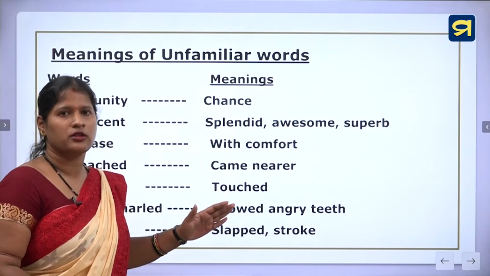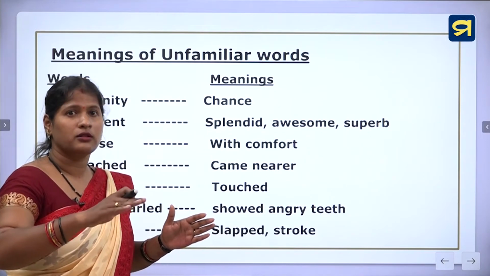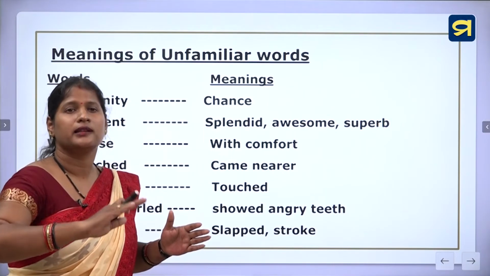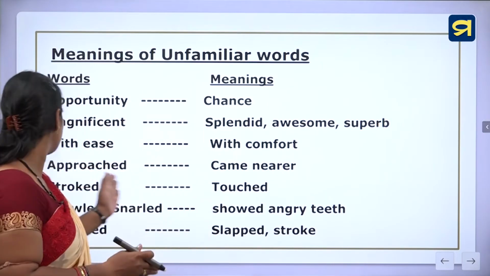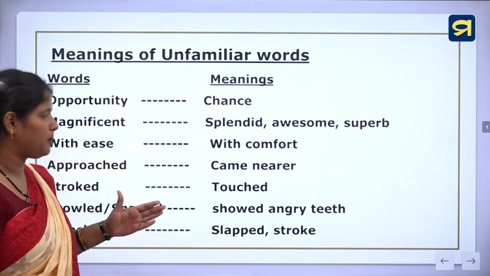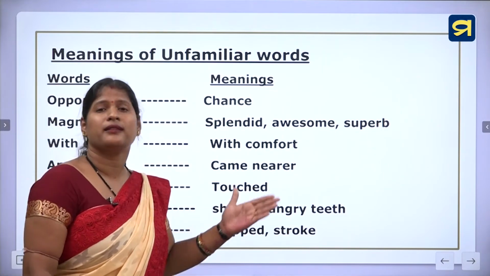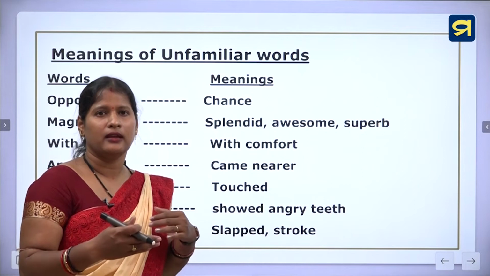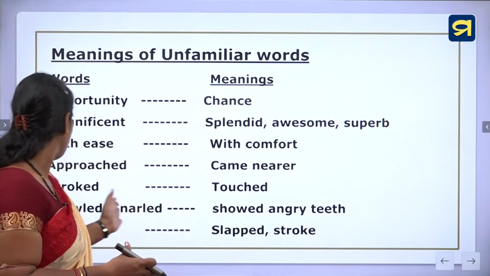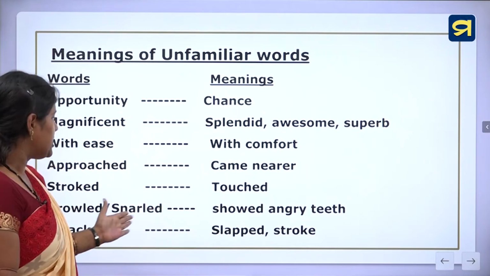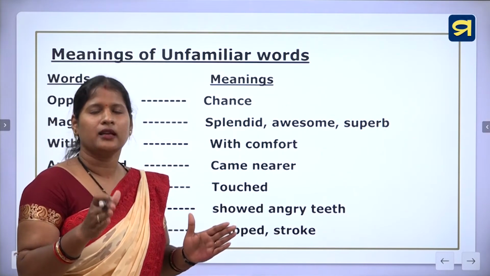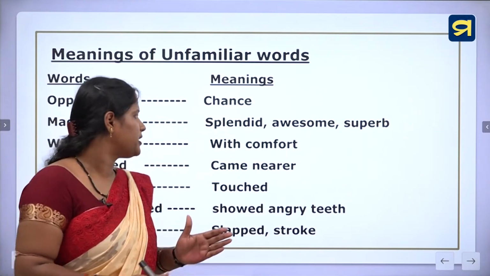Stroked means touched. Touched as we touch the back or the fur of any of our pets. Just like touching a dog, we are playing with the fur. That is stroked. Growled or snarled, both have the same meaning, which means showed angry teeth. When animals feel angry, when they feel irritated, they show their teeth just to create fear. So that is called growled or snarled. Smack means slapped or gave a stroke. Not tightly but affectionately. Okay, dear children?